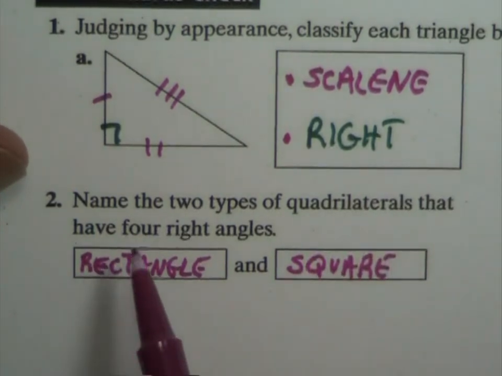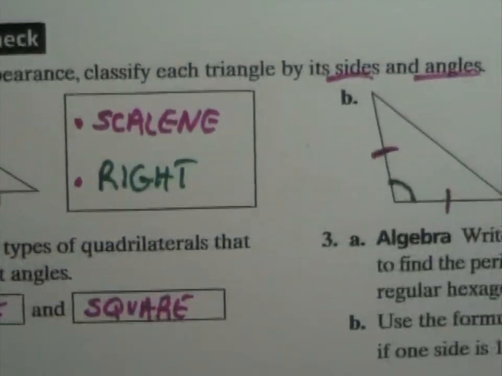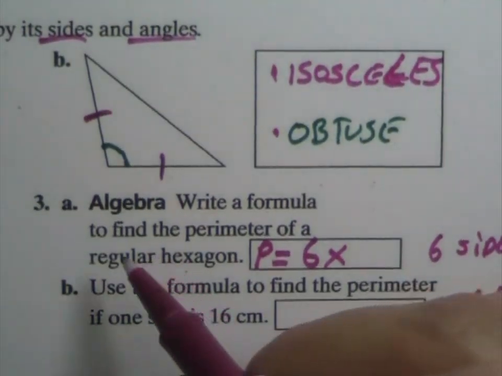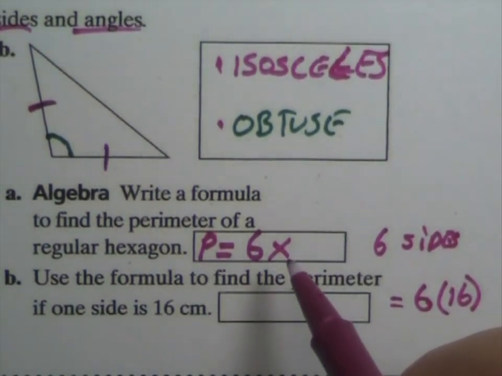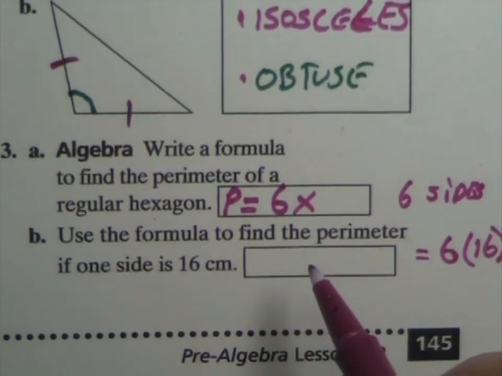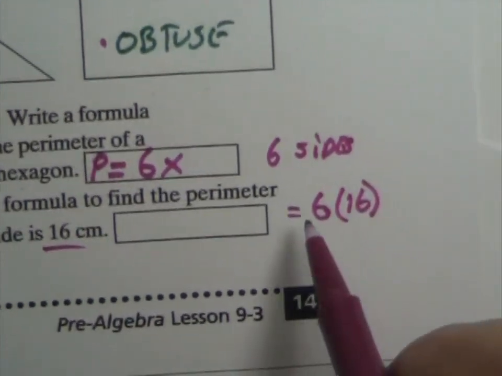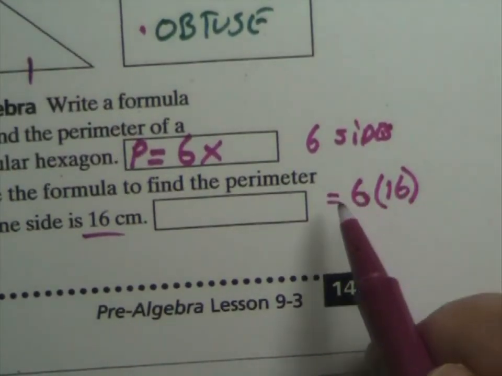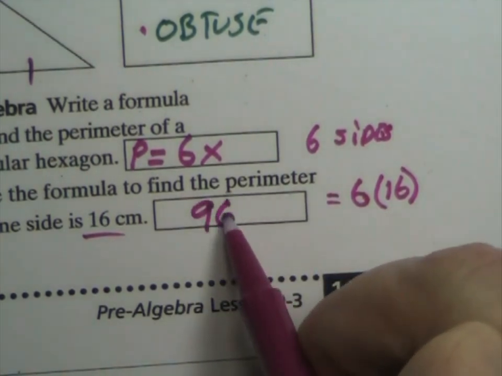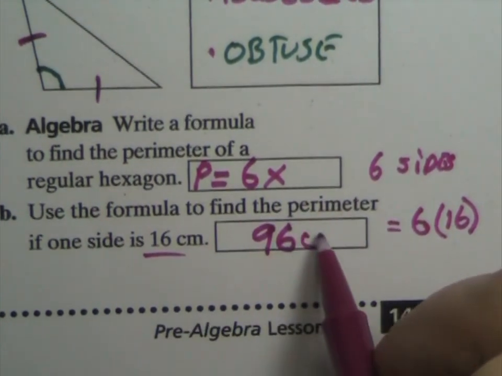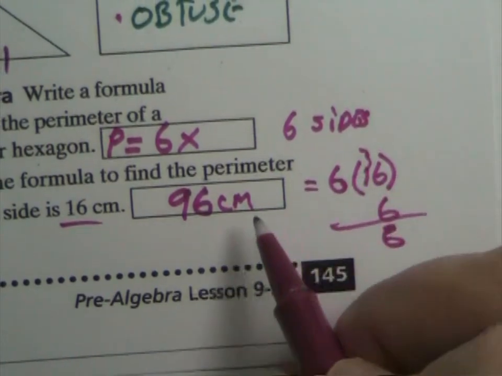So they name two types of quadrilaterals that have 4 right angles. That'd be a rectangle and a square. 4 right angles. Next one, write a formula to find the perimeter of a regular hexagon. A hexagon has 6 sides, so it's going to be P equals 6x. And so all I have to do is substitute. It says, what if one side is 16? So it's going to be 6 times 16. And if you multiply 6 times 16, I believe that's 96. So 96, and that is centimeters. Let me double check that. Yep, so it's 96.